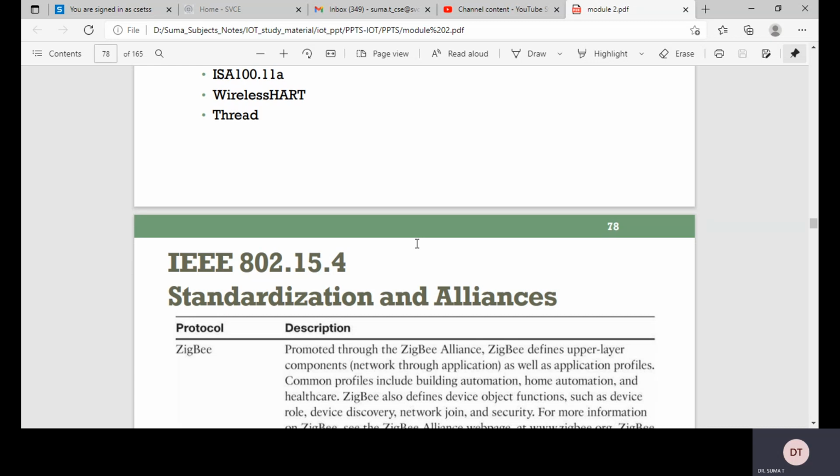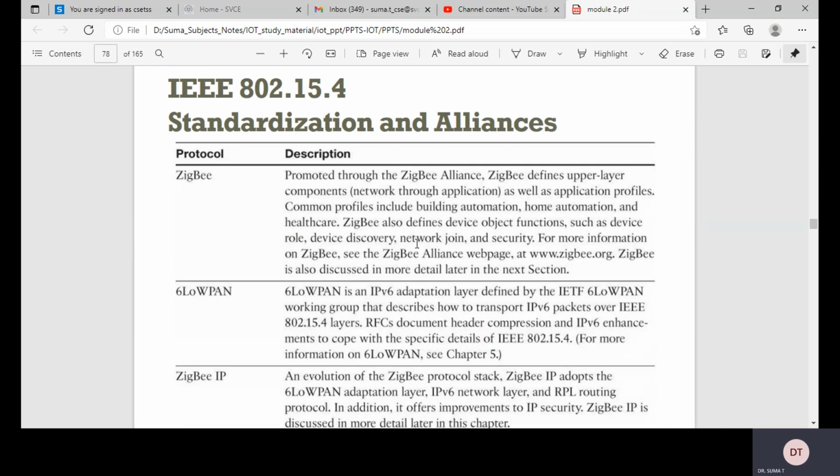The first protocol is ZigBee. ZigBee is promoted through the ZigBee Alliance. ZigBee defines upper layer components, from the network layer through application, as well as application profiles. Common profiles include building automation, home automation, and health. ZigBee also defines device object functions such as device role, device discovery, network join, and security. For more information on ZigBee, you can visit the ZigBee website.